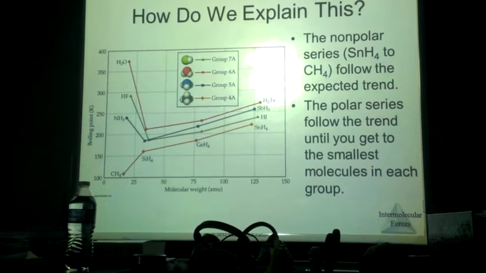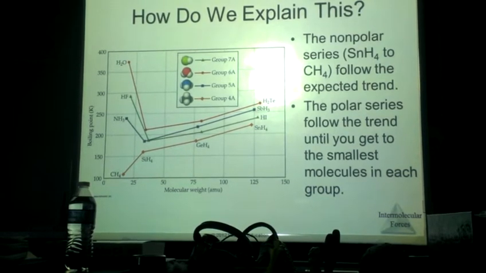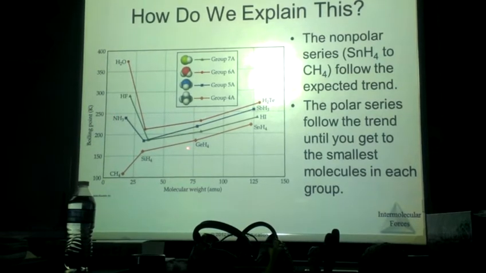If I look at the rest of these trends here, I have my group 5A with nitrogen, my group 6A here with hydrogen and oxygen, and then down here is my group 7A with hydrogen and fluorine. Again, we're just following those lines with a curve according to molecular weight.